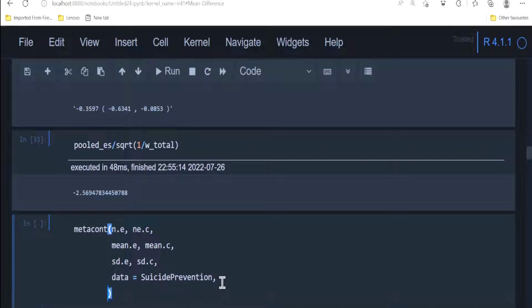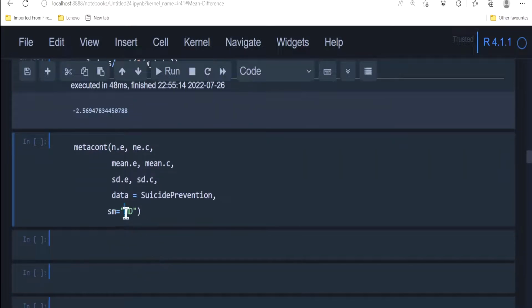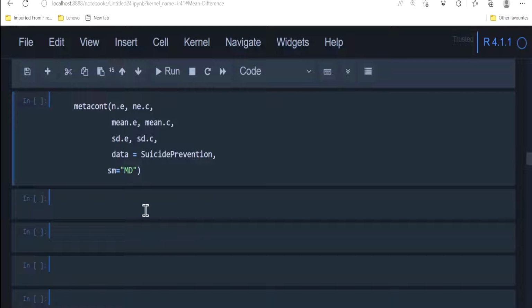the next thing is you need to define your effect size measure. So my effect size measure is mean difference, I will define simply mean difference. If I had to calculate standardized mean difference, I would have to use SMD, but I'm assuming that the scale of measurements are similar, so I'm using mean difference. Then that will be my effect size measure choice.